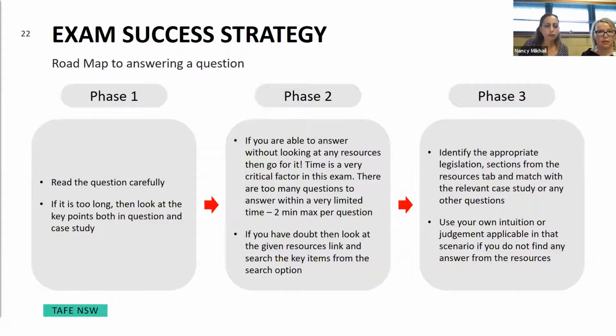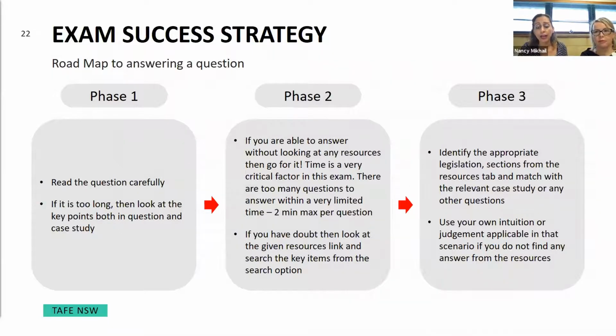This is just a little roadmap I did of how to read or answer a question. Read the question carefully. If it's too long, then look at the key points both in the question and the case study at the same time, so you know what you're going to have to address. Another phase: if you're able to answer the question without looking at the resources, and I'll show you where the resources are during the exam in a moment, then answer the question, because that'll save you time later on when you need to research.